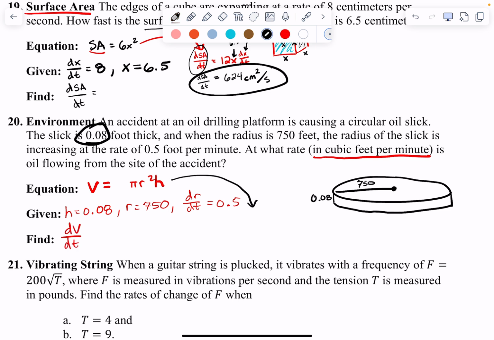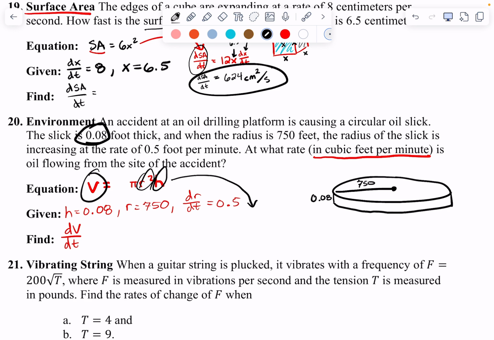Before I find the derivative, one more thing. Is the volume going to change as it slicks out? Yes, the cylinder will get bigger. The volume is going to get bigger, right? Will the radius change as it slicks out? Yes. Will the height change? No. It's going to keep going out. The height's going to stay the same as it slicks out.